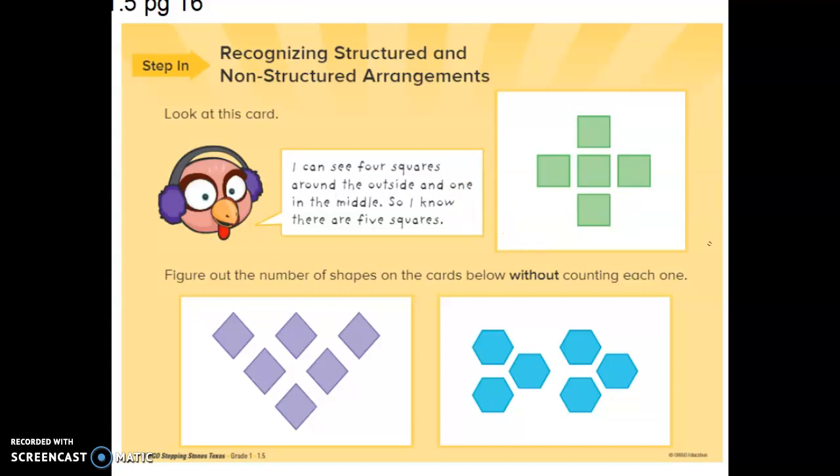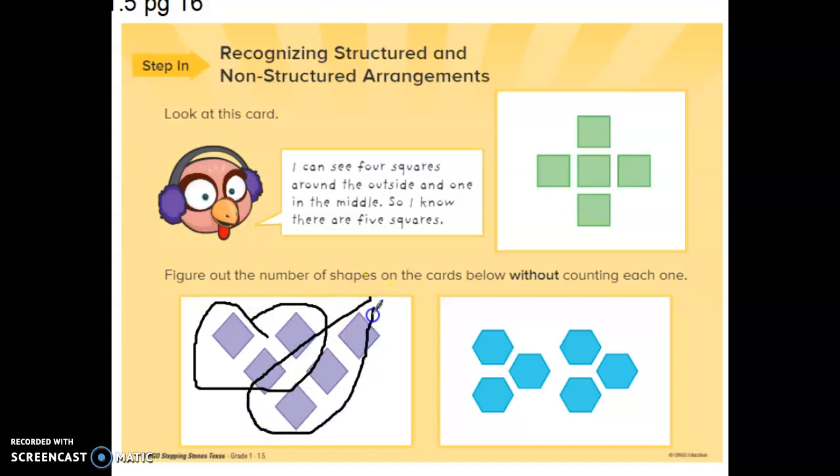So let's look at the purple one, these purple squares. Well, I see right here I have a group of 3, and I see here I have another group of 3. So I know that 3 plus 3 equals 6. So there are 6 squares here. I'm going to label that.